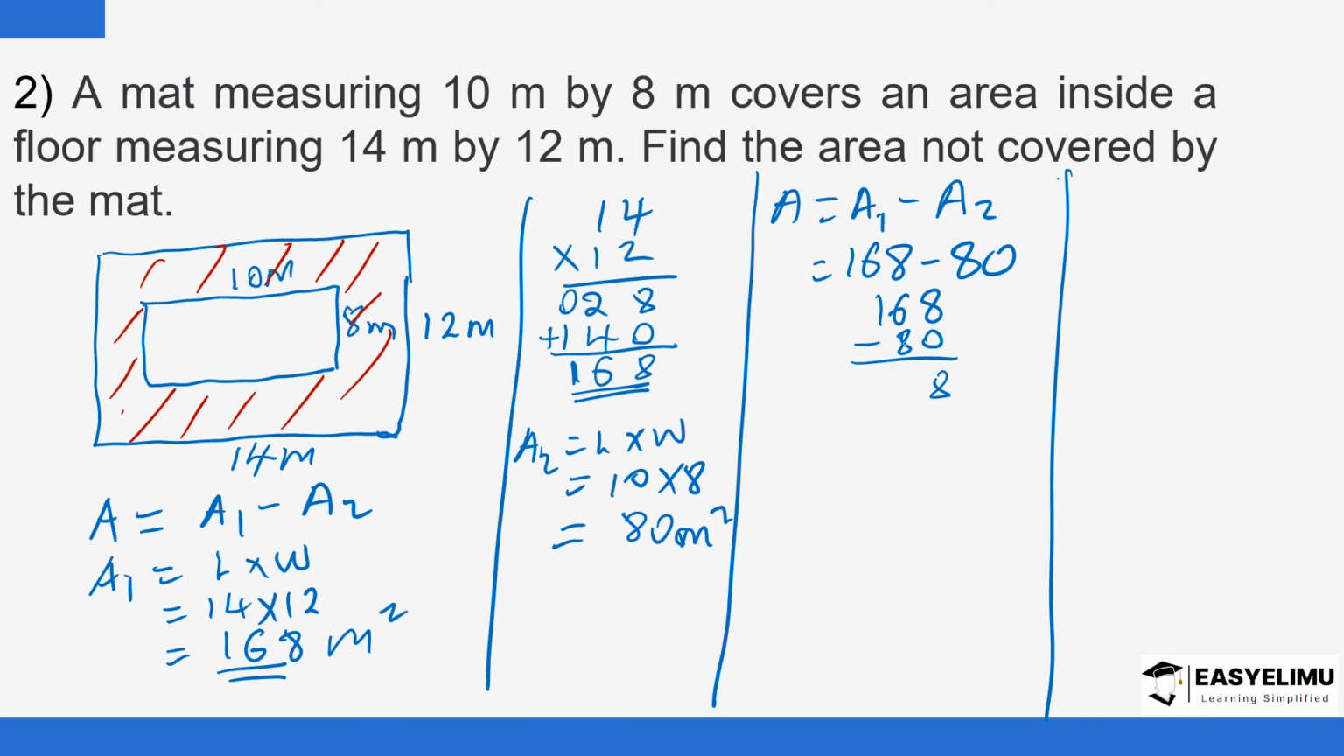And here we are subtracting 8 from 6. That is not really possible, so we borrow 1 from 1, have 0 remaining there. Taking that 1 to 6 becomes 16, minus 8 is then 8. So it means our A here, which is the difference, should be 88 square meters. So the area of the unshaded region, that is the area not covered by the mat, is supposed to be 88 square meters.